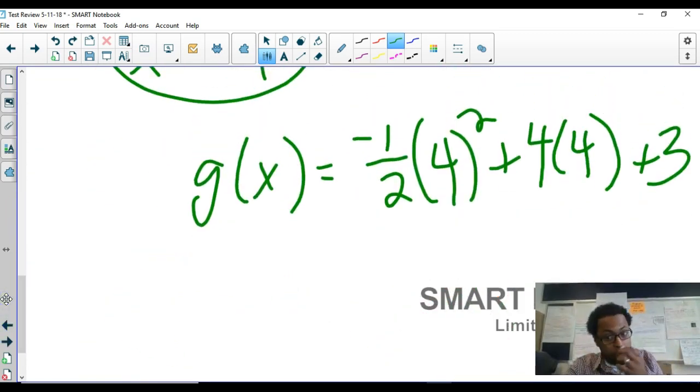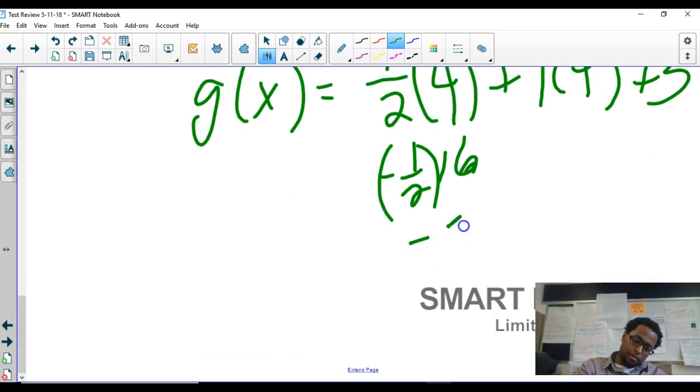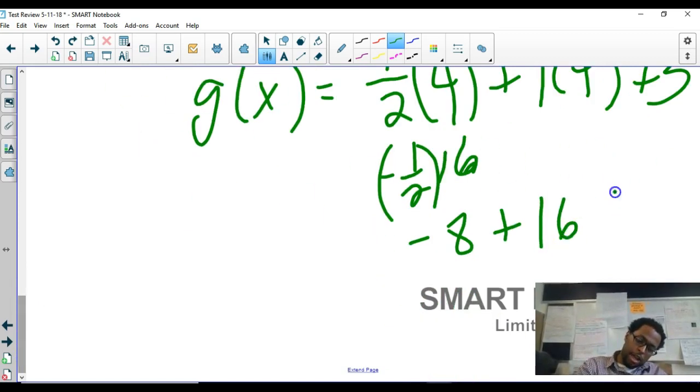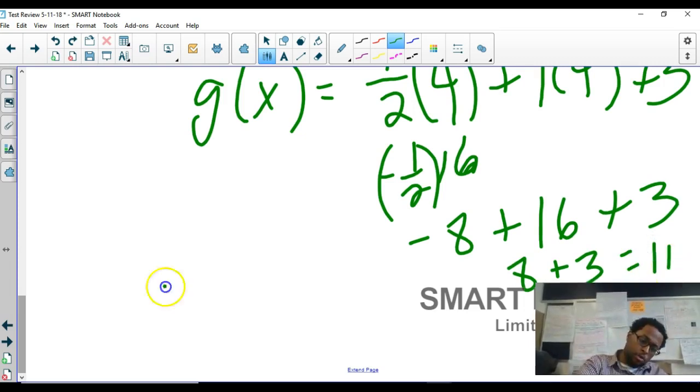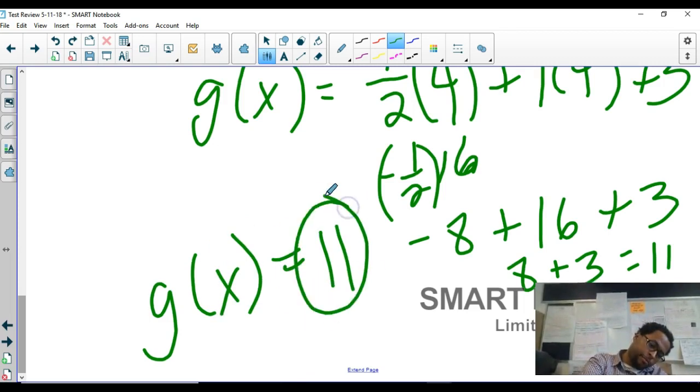So, do I do multiplication first, or do I do exponents first? Let's be clear on something. You always do exponents first. So 4 squared is 16. Okay. Negative half of 16 is negative 8. Okay. Plus 4 squared is 16. Then I have my plus 3. Okay, so negative 8 plus 16 is 8. 8 plus 3 is 11. So I know g of x equals 11. That's 11.